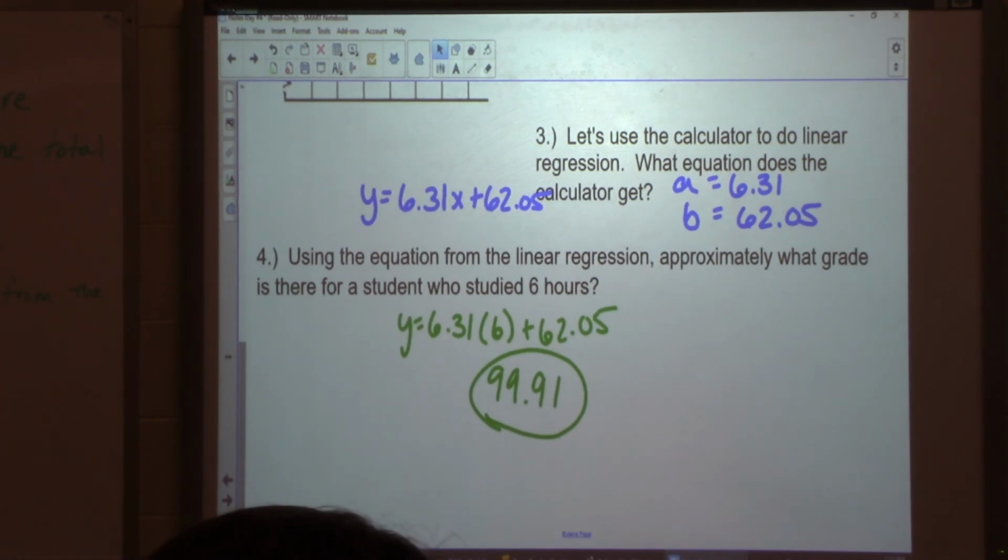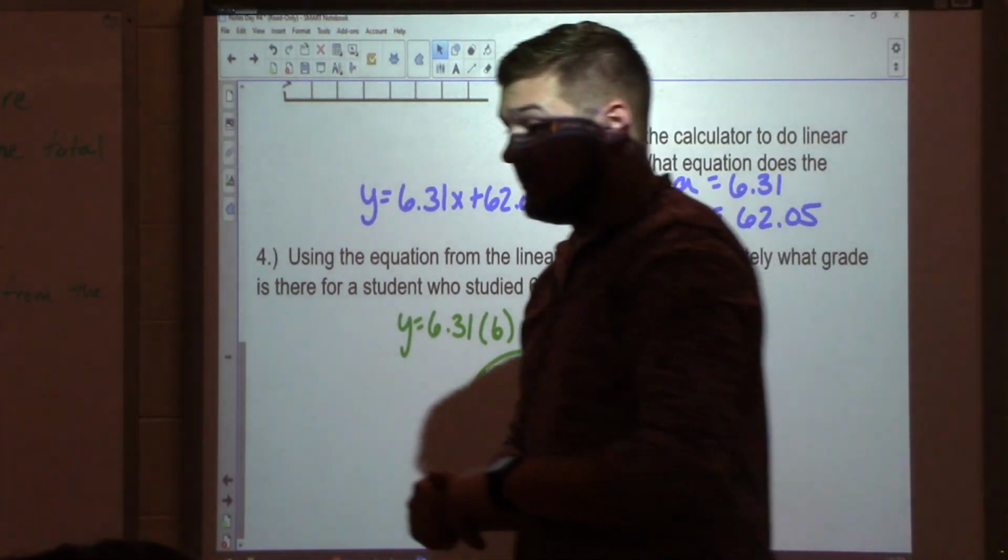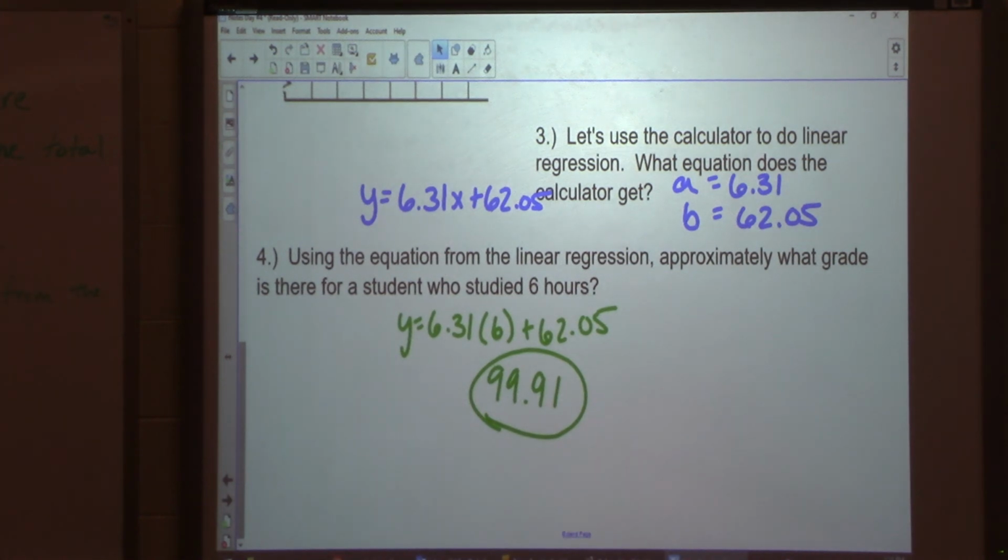Not hours. Alright, so that is how we do line of best fit by hand, right? That is your approximation. Line of best fit is your approximation. Linear regression is the calculator's best approximation, which is really, really close to being exactly correct.